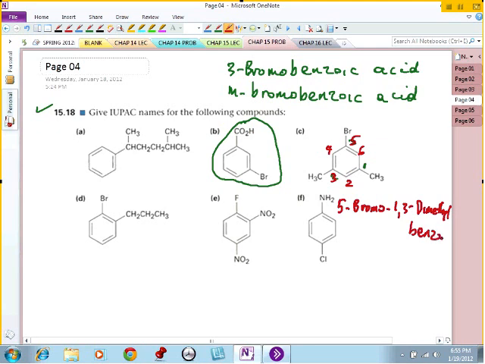1,3-dimethylbenzene. So in other words, we are naming this as a benzene derivative. Why with bromine? Why bromo first? Why do I start with bromo first?